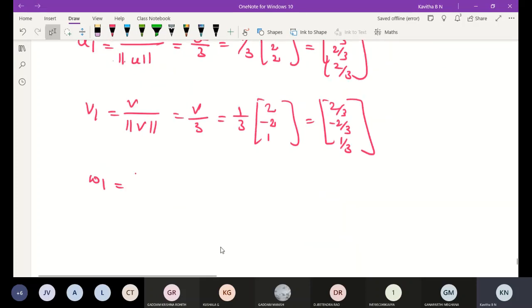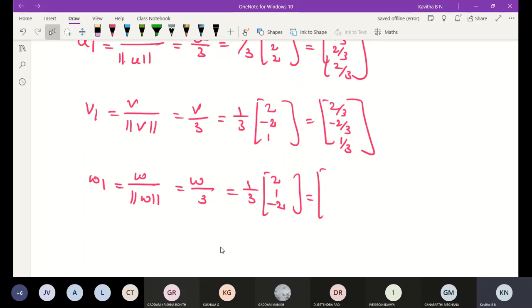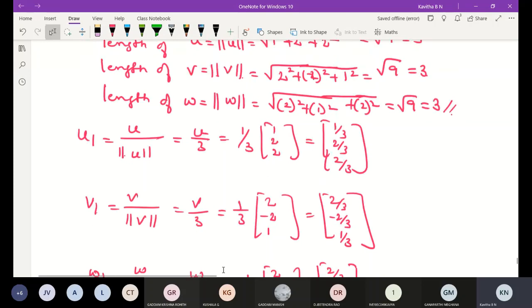Then w1 is equal to w by length of w, then w by 3 is equal to 1 by 3, 2, 1 and minus 2, means 2 by 3, 1 by 3 and minus 2 by 3. Okay, these are the orthonormal vectors.